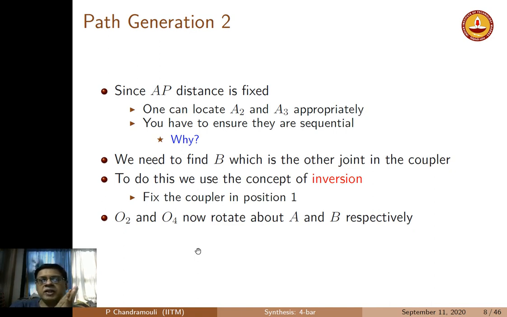Now if the coupler is fixed, what is going to happen? Essentially we have moved the observer from the fixed link, which is O2 O4, to A1 P1, which is the coupler. So if I were to sit on the coupler, what do I notice? I notice O2 O4 now moving, rotating basically about A and B. So O2 rotates about A, and O4 will basically rotate about B. So this is the motion that we will get when we fix the coupler.